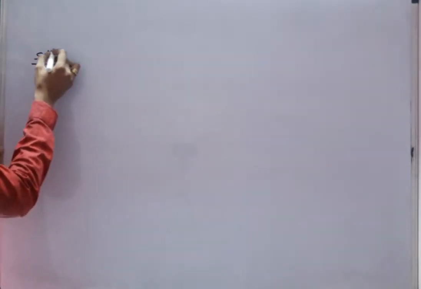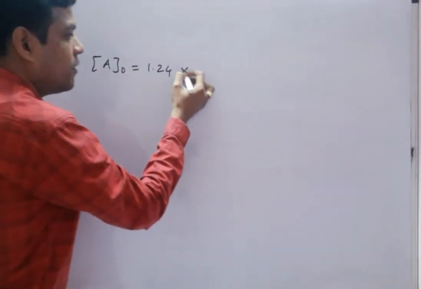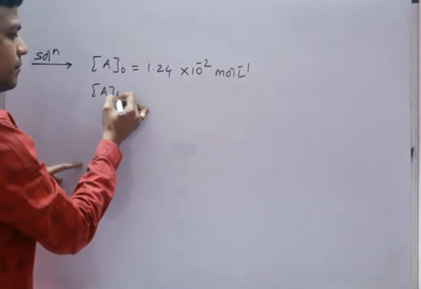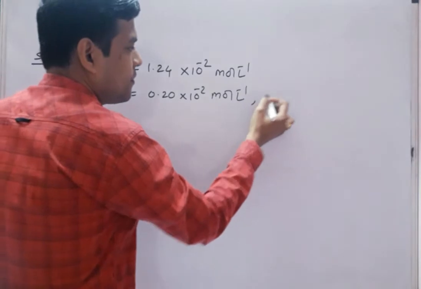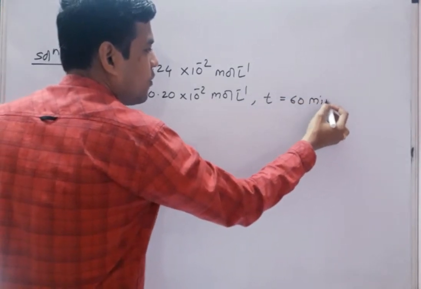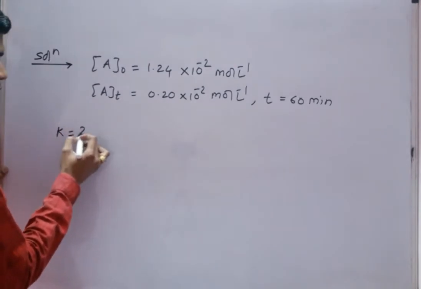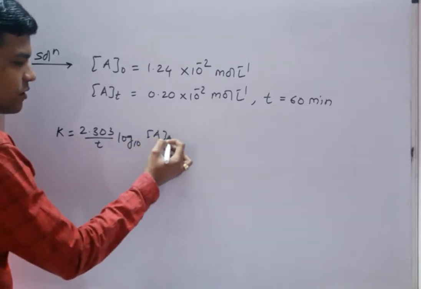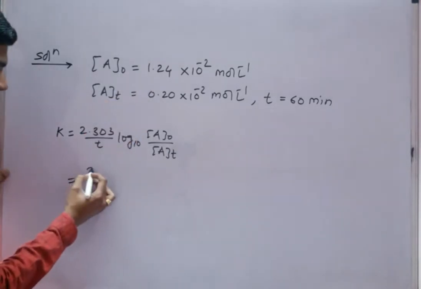Solution. A0 is given, that is 1.24 into 10 to the power minus 2 moles per liter. At is given, 0.20 into 10 to the power minus 2 moles per liter. Time is given, 60 minutes. Now you can calculate the rate constant in minutes as well as in seconds. Per minute we will calculate here, and the formula is K is equal to 2.303 upon t log10 A0 concentration upon At.